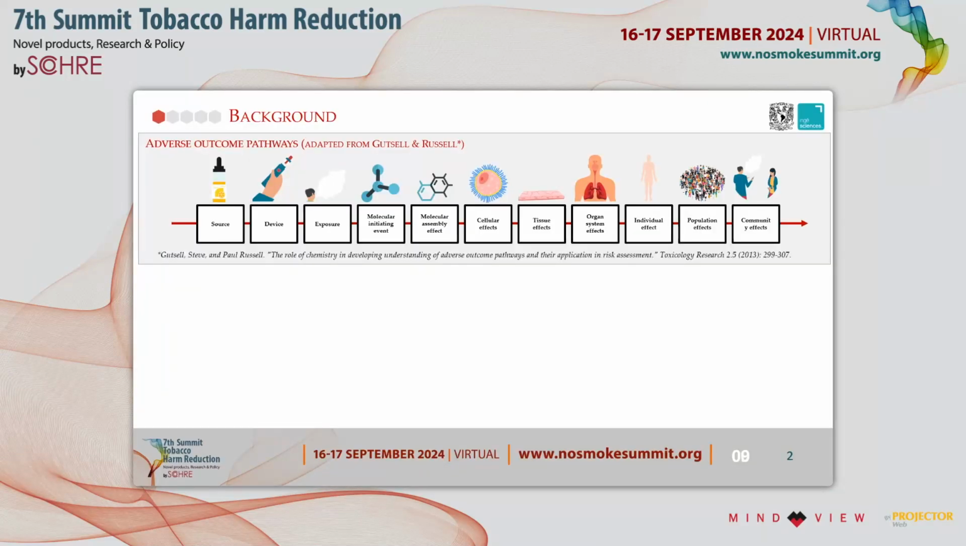Most of the literature on vaping science can be classified on a box of the adverse outcome pathway approach. However, the distribution of the literature is not calibrated, and there is a limited interest on the left part, dealing with how the device operates and how they are used.